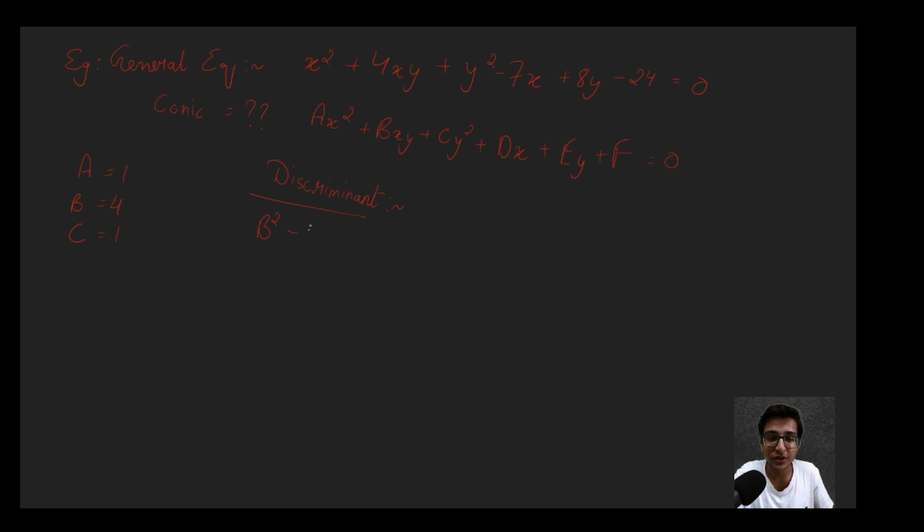So let's find out B square minus 4AC. B square becomes 16 minus 4, A into C becomes 1, so this is 12. That means we have our discriminant which is greater than 0. And what had we learnt? If B square minus 4AC is greater than 0, then what does this refer to? It becomes a hyperbola.